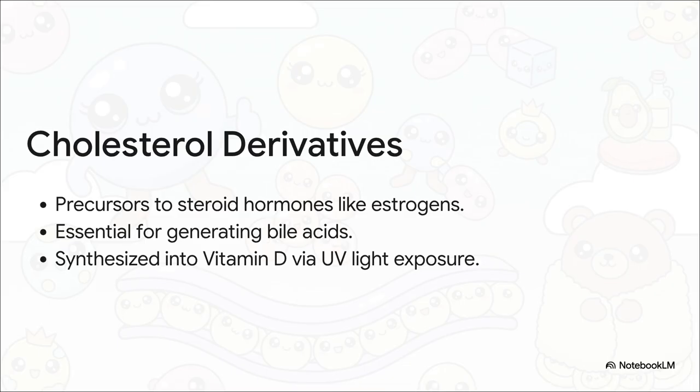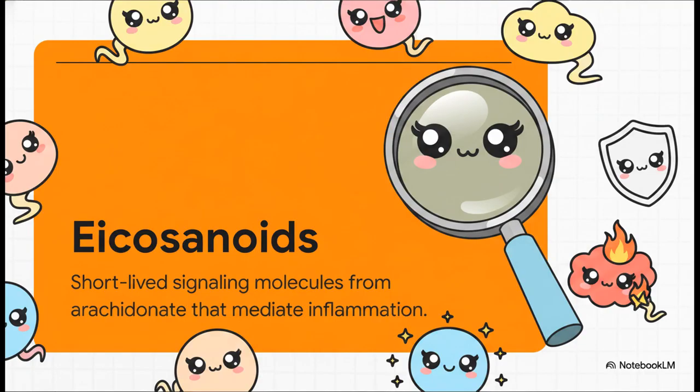And get this, when UV light from the sun hits your skin, it literally converts a cholesterol derivative straight into vitamin D, the sunshine vitamin. Then we've got a totally different class of lipid messengers called eicosanoids. These guys are derived from arachidonate, a specific polyunsaturated fatty acid in our cell membranes. Eicosanoids are incredibly cool because they are so phenomenally potent, but they only stick around for a few minutes.